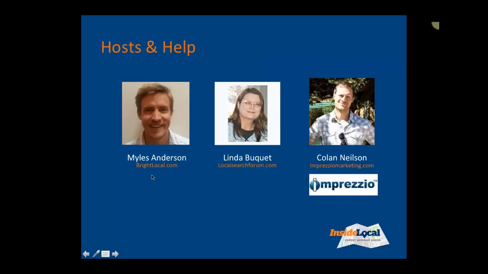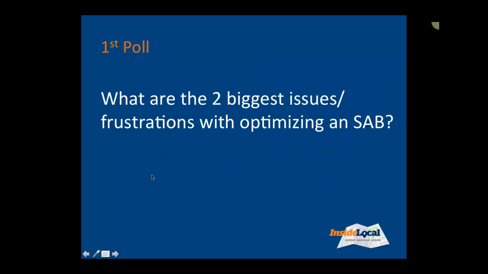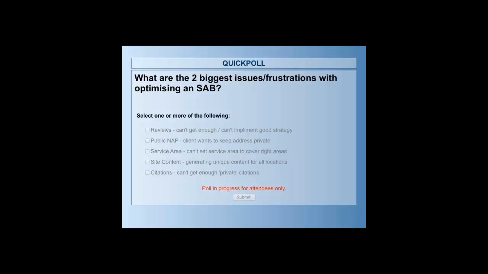So, without further ado, let's jump into the first poll. I turn to my associate Ross. Ross, could you fire up the poll? The first poll is, what are the 2 biggest issues or frustrations with optimizing an SAB? So we're just keen to know how you guys feel about optimizing SABs and any issues that you've got. So if you could just answer those questions, that would be great.